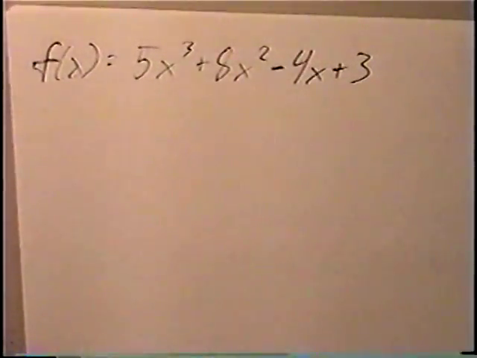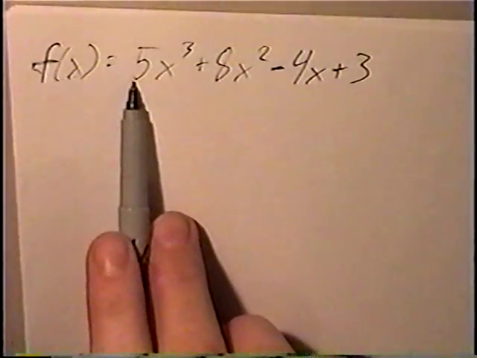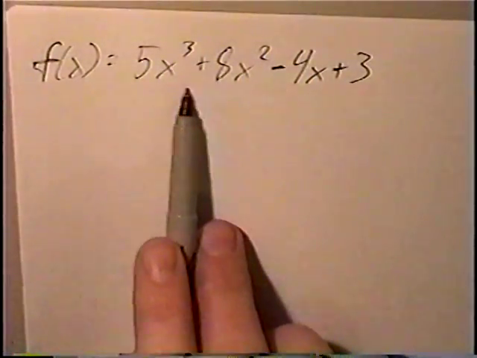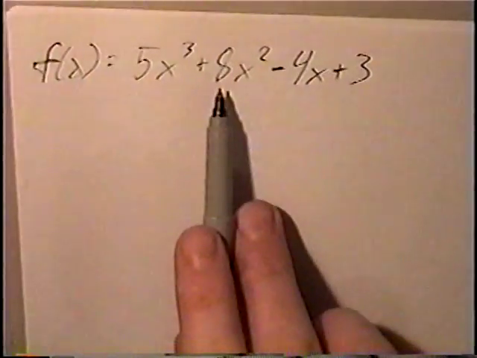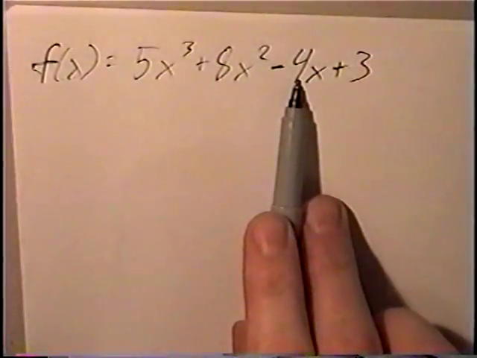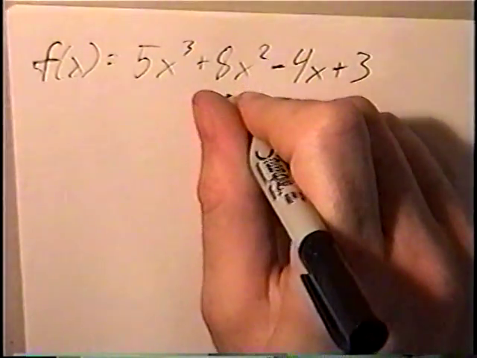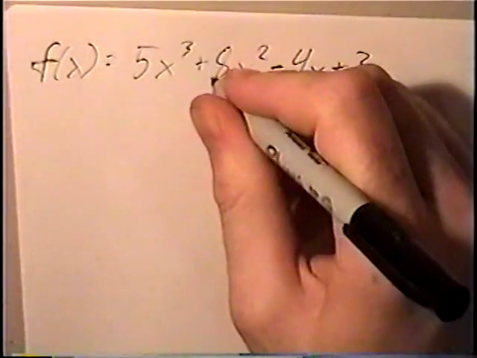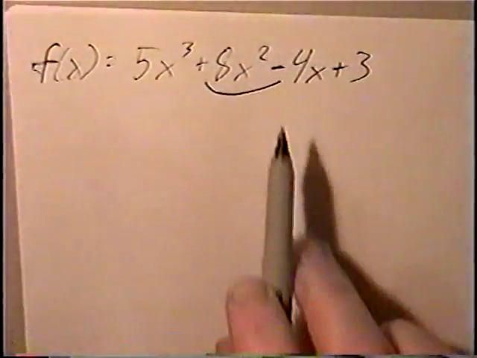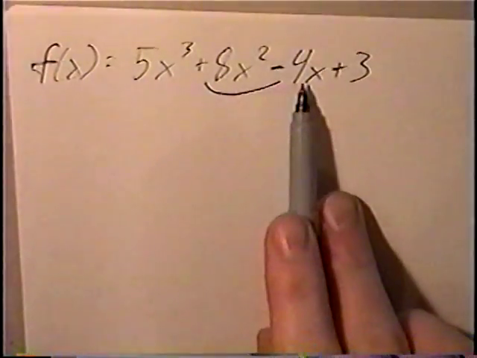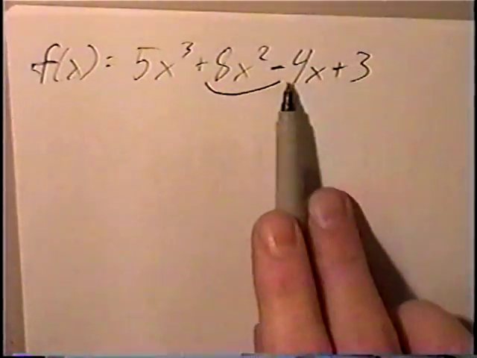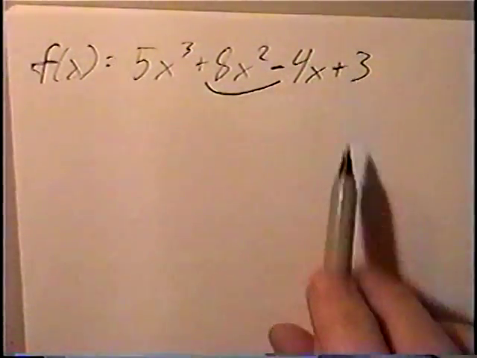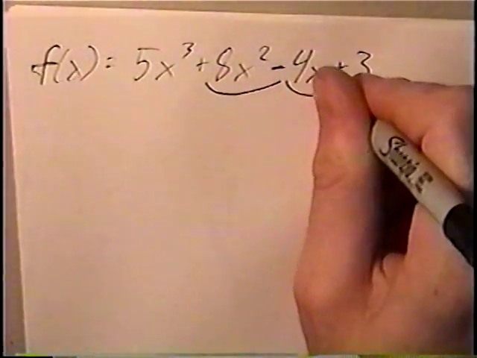The sign changes are when it goes from a positive number to a negative number, or from a negative number to a positive number. So looking at the first function, if we have positive 5 to positive 8, that's not a sign change, since they're both positive numbers. But if we go from a positive 8 to a negative 4, this will count as one sign change, since we're going from a positive number to a negative number. Also going from a negative 4 to a positive 3 would be another sign change, since we're going from a negative number to a positive number.